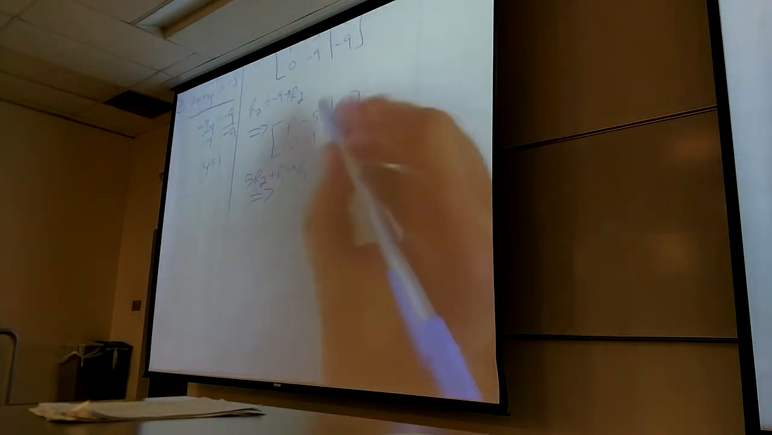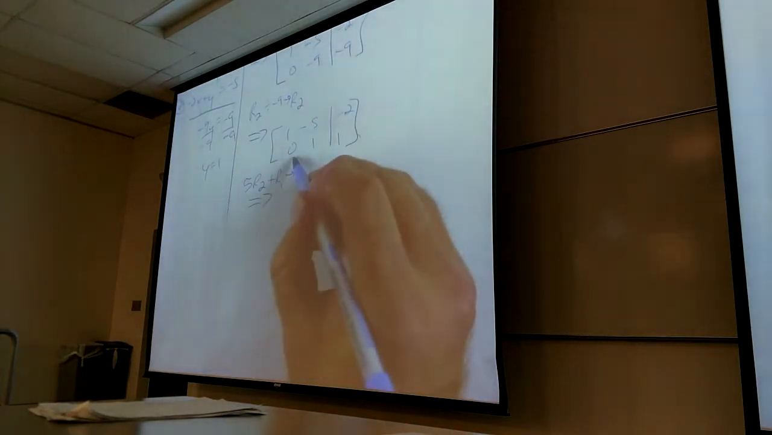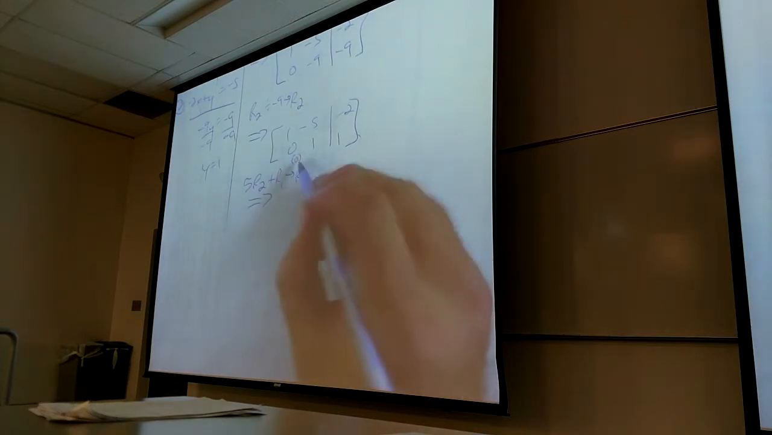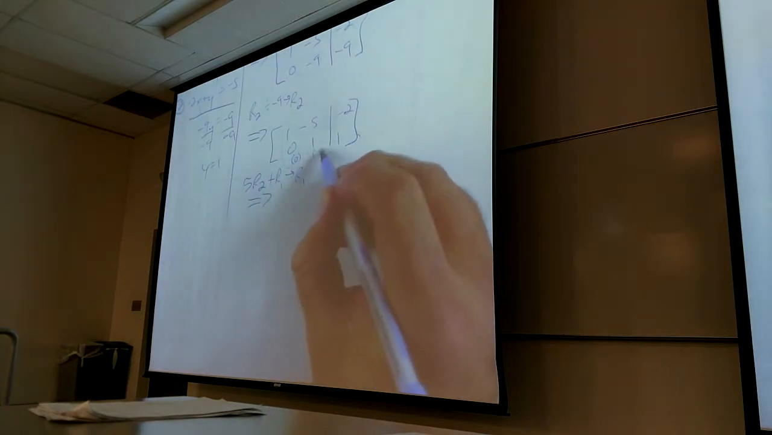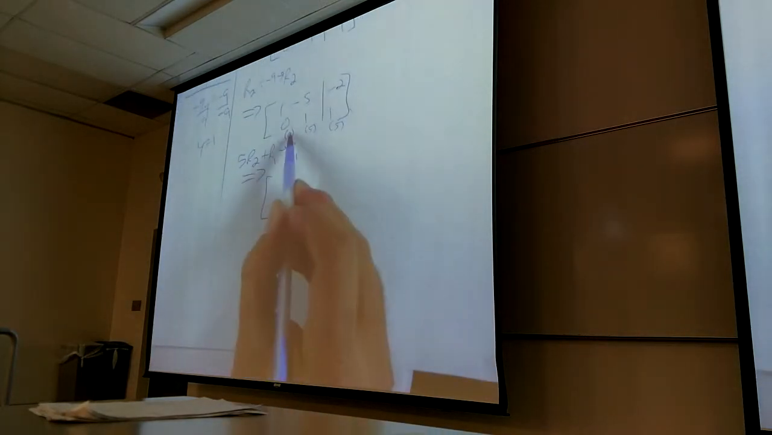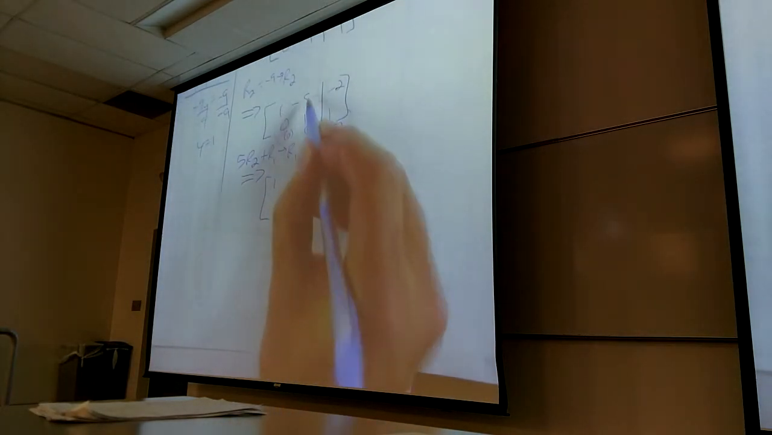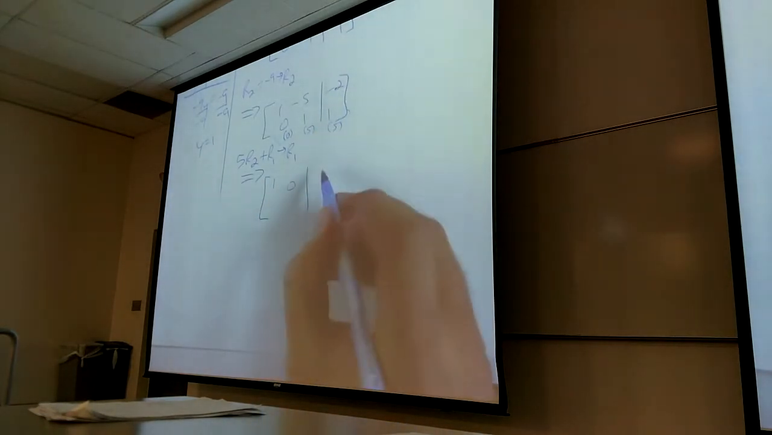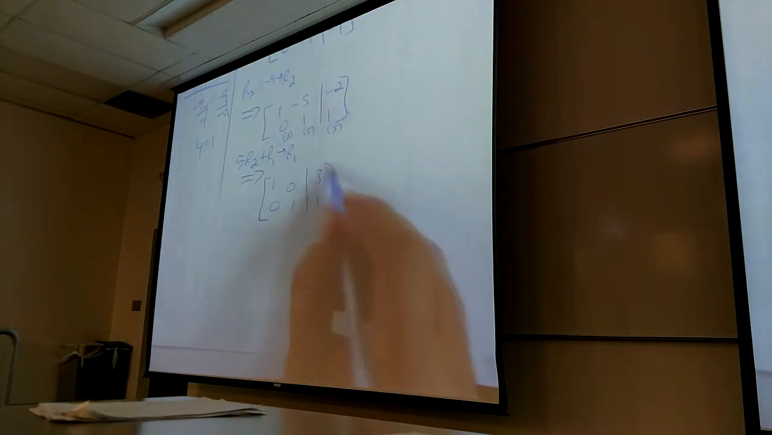So what do I get? So I put 5 row 2. So what's 5 times 0? 0. I always get somebody to say it's 5. It's crazy. 5 times 1 is 5. 5 times 1 is 5. If I add them together, 0 plus 1 is 1. 5 minus 5 is 0. 5 minus 2 is 3. And the second row stays the same.